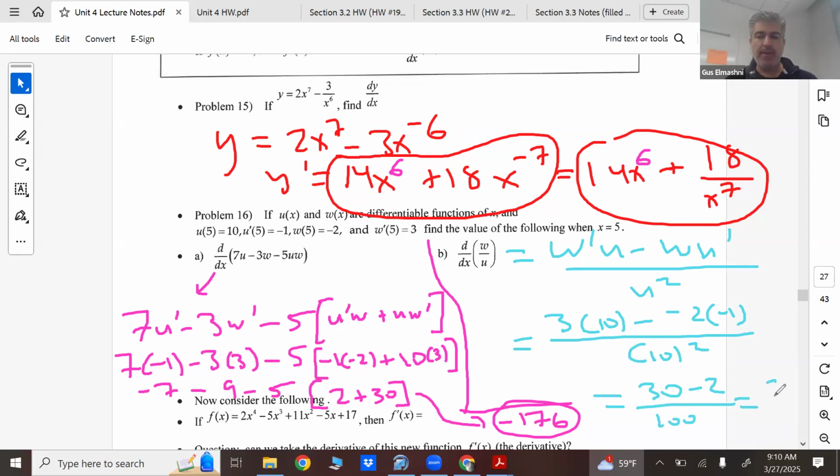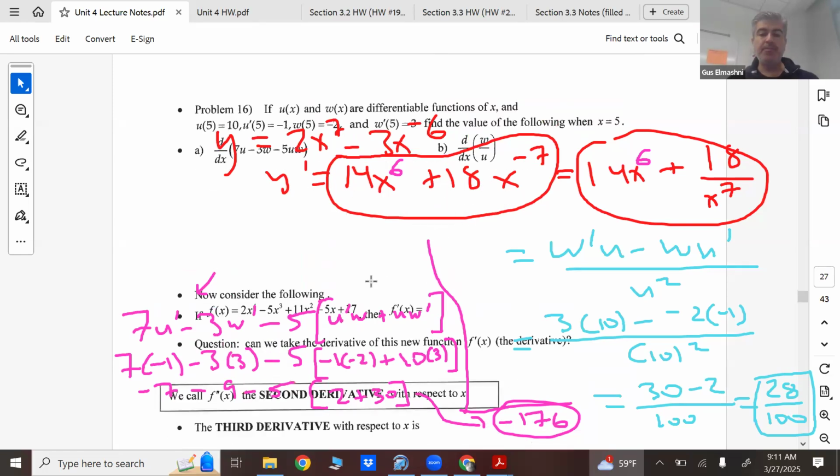So you should get 28 out of 100. You can leave it like that. You don't have to reduce it. It would be 7 out of 25 if you did reduce it. So yeah. All right. So it kind of forces the issue of the product rule or quotient rule, sorry.